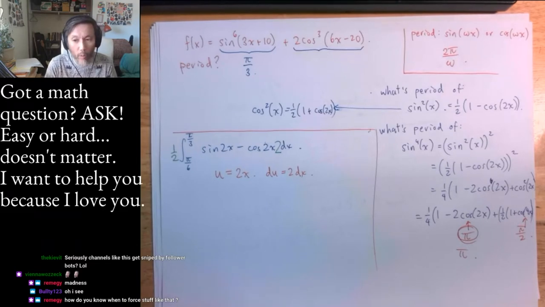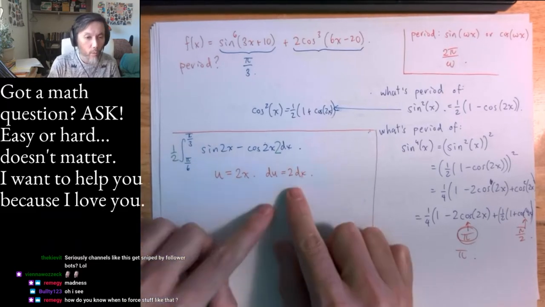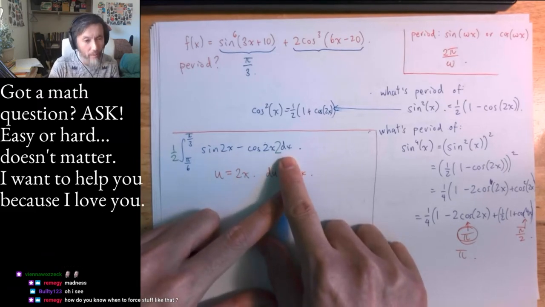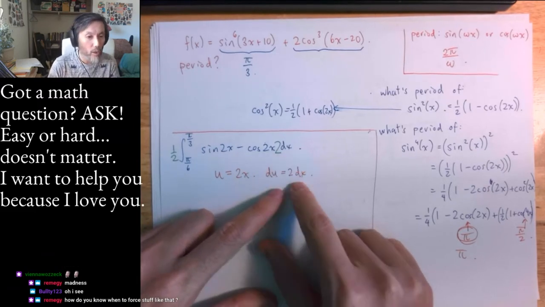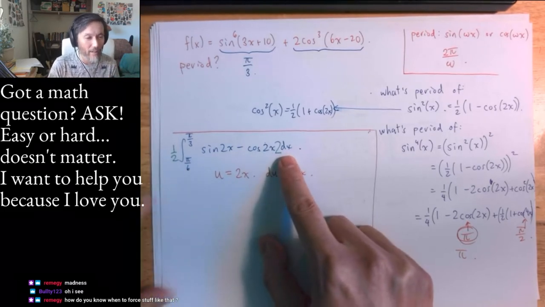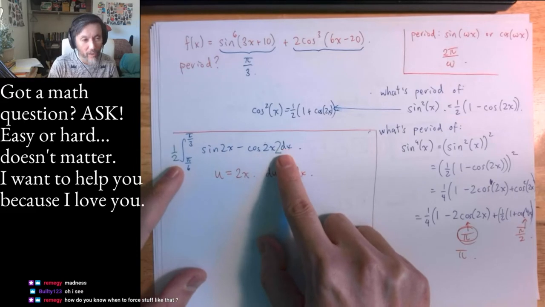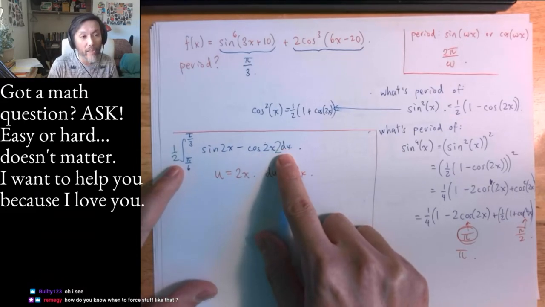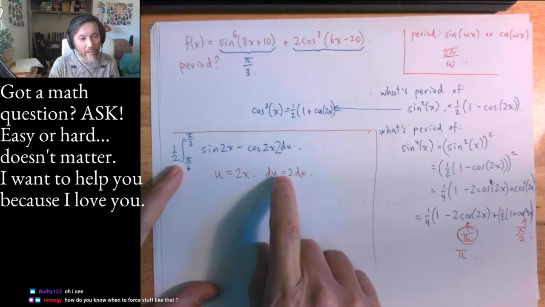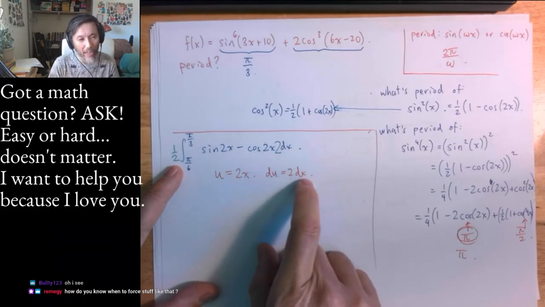How do you know when to do stuff like this? Well, we wish we saw 2 dx, but we're only missing a multiplicative constant 2. So we know, because we know this trick and we've used it a lot, that we can force the situation to happen like this. This arises a lot whenever du in our substitution ends up being a constant multiple of dx.